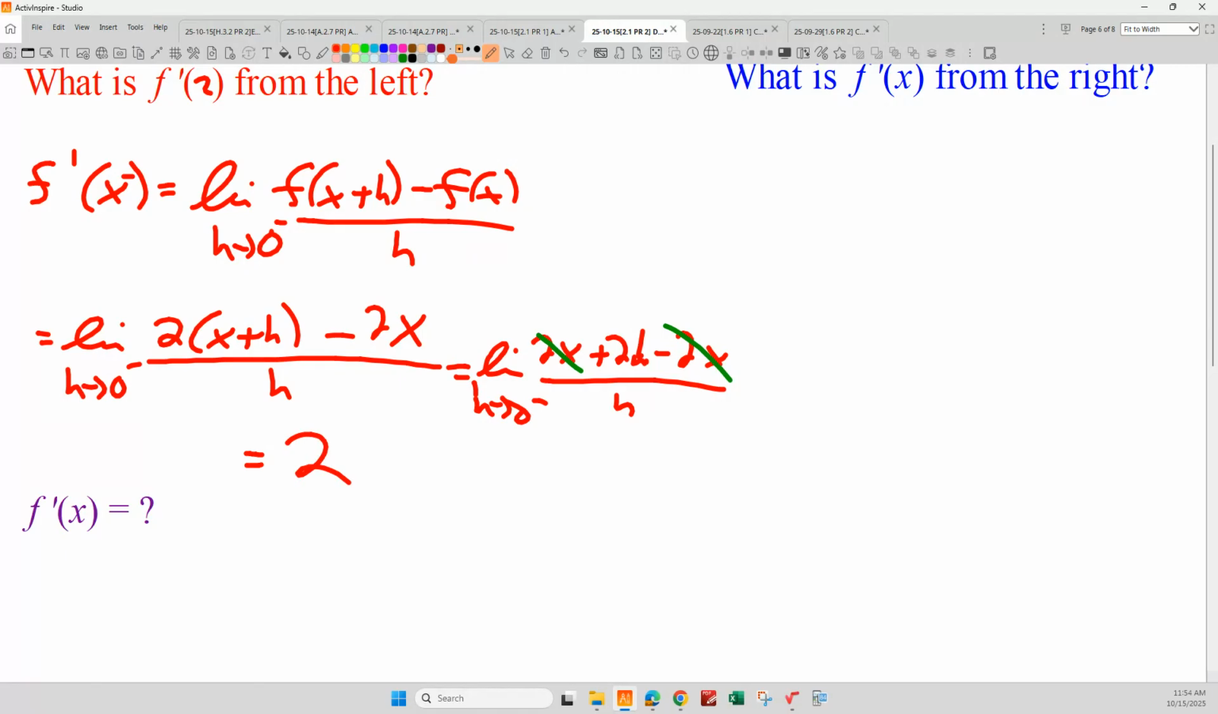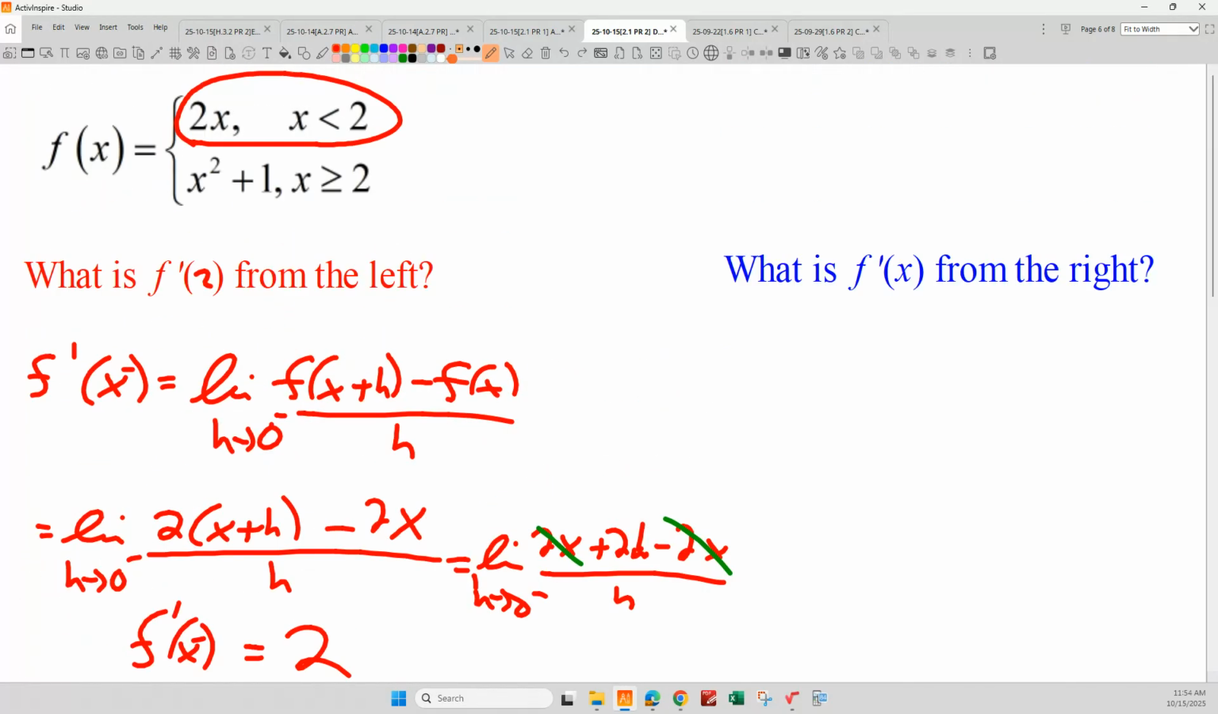Right? So f prime of x from the left is the constant value 2. Okay? So ants approaching x equals 2 from the left would anticipate a slope of 2. That makes sense. That's a line with a slope of 2, isn't it? Right? Okay, that's a good place to stop, I think. We'll wrap this one up tomorrow.